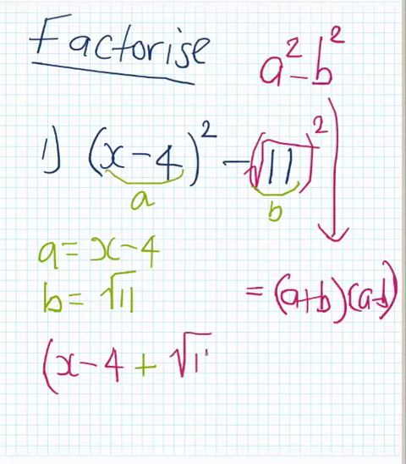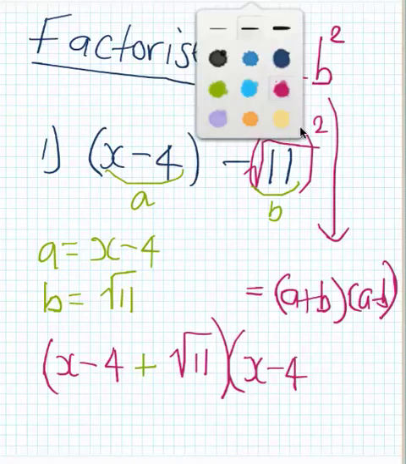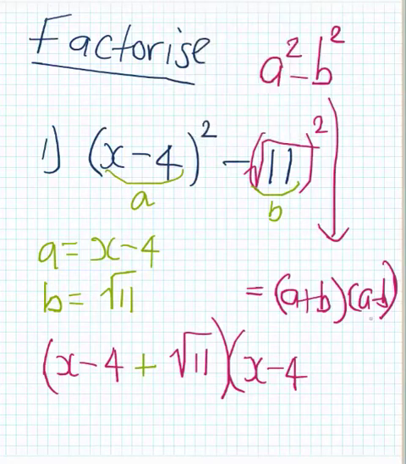And it's a surd, it's an irrational number. And in our next bracket, once again, we have x minus 4. And instead of plus, we have to take away b. Take away the square root of 11. And that's it. There is nothing else we can simplify in the brackets.